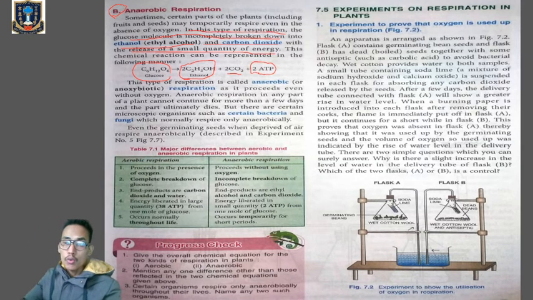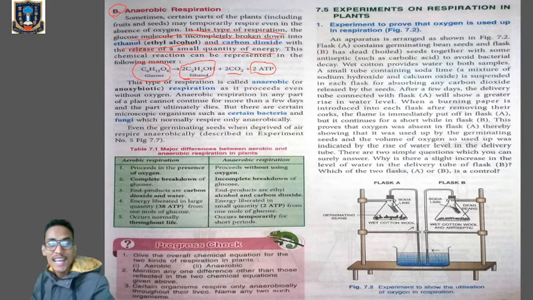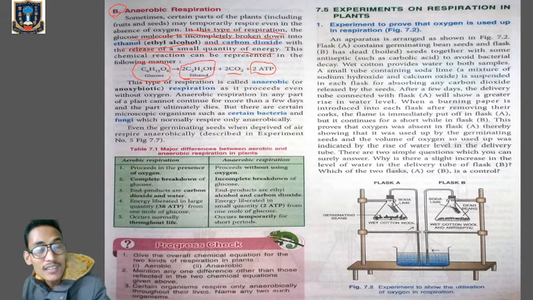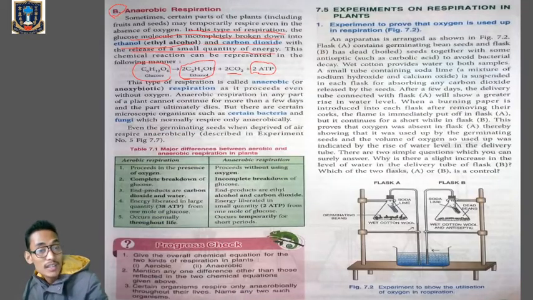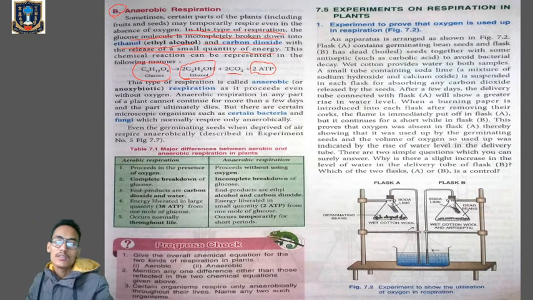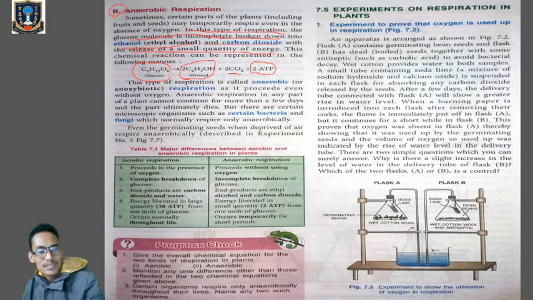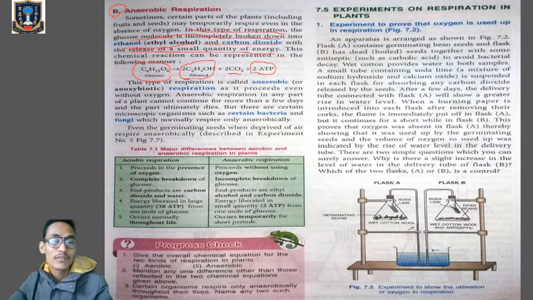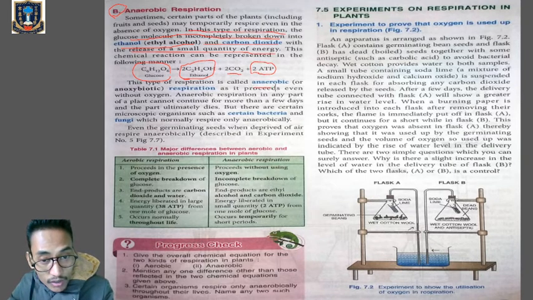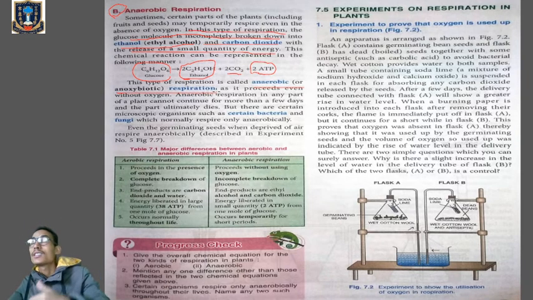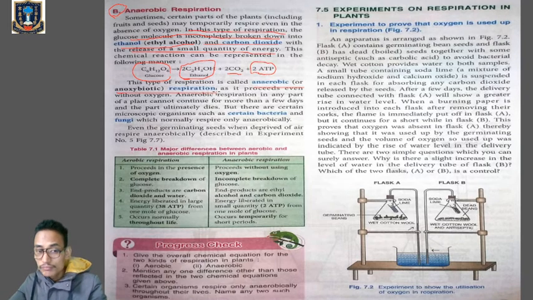So 1 molecule of glucose on complete oxidation in aerobic respiration produces how much energy? Look over here: 38 molecules of ATP. But in anaerobic respiration, how many molecules of energy will be produced from 1 mole of glucose? Only 2. Why? Because there will be incomplete oxidation of glucose. Clear? Now since this type of respiration can occur in the absence of oxygen, it is called anaerobic respiration or anoxybiotic respiration. Why? Because it occurs in the absence of oxygen.